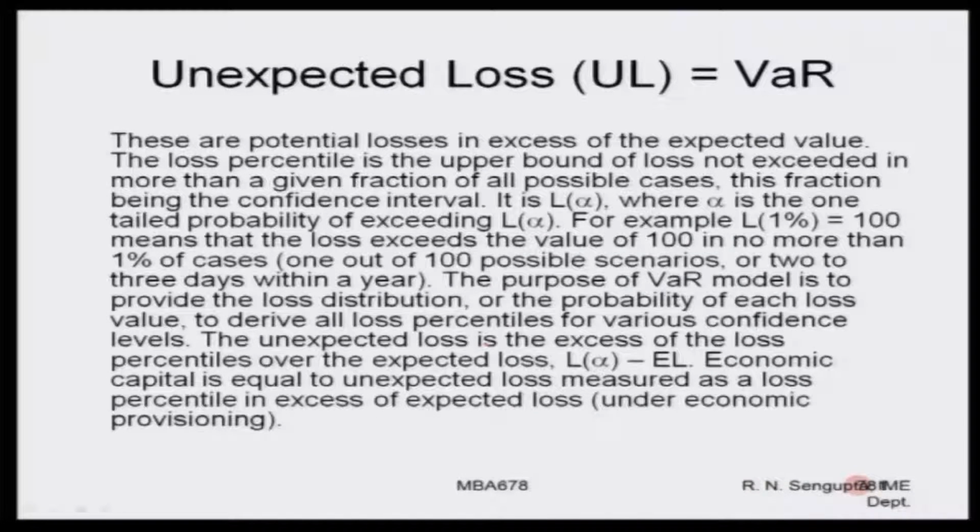Let us continue. Unexpected loss, which is VaR, as I had discussed, is the overall risk which you are facing per day at a certain level of confidence. For example, if it is given as 100, it means the loss exceeding the value of 100 is no more than 1% of the cases, because the confidence level is 1%, which means that out of 100 such cases, one case would be where the loss would exceed that value.